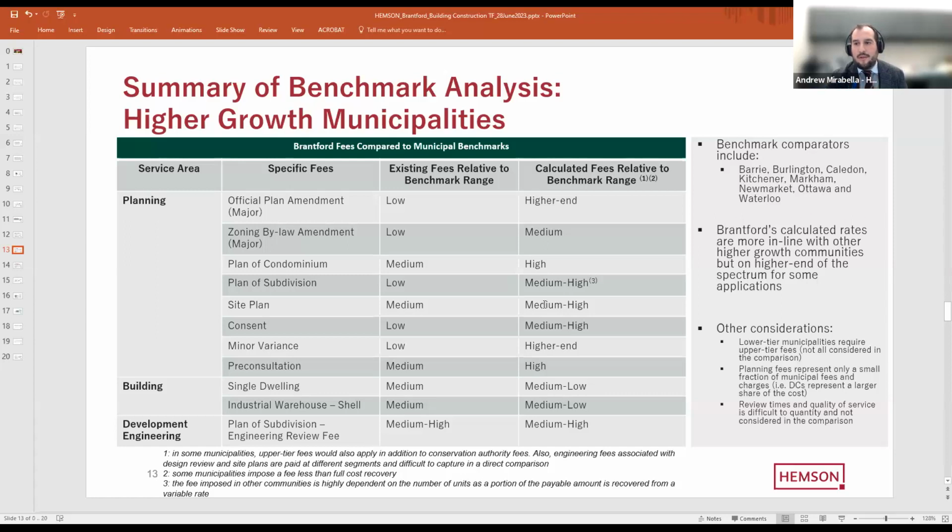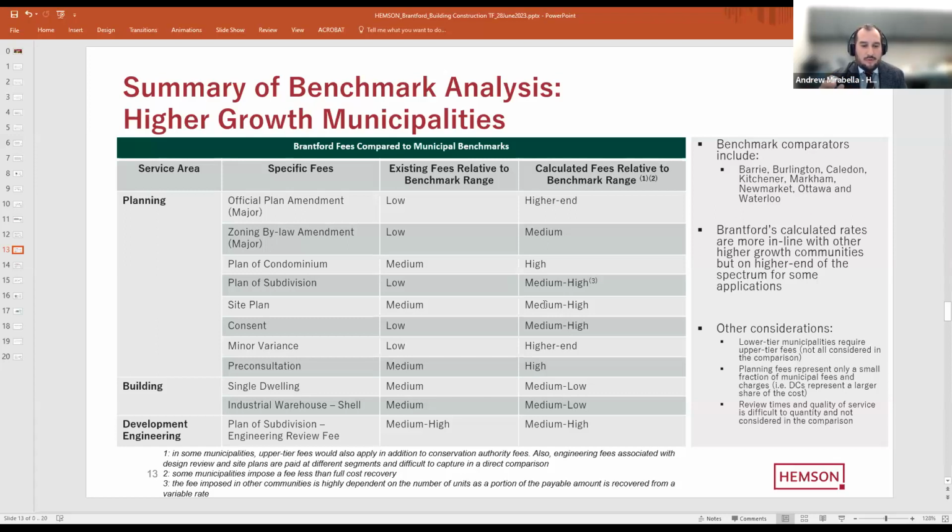When we look at the calculated rates that we just saw, we would see that Brantford's fees would shift, at least from a placement perspective, more towards the medium to higher end of the fully calculated fees that are in place in other communities. Particularly, you would be on the higher end for the plan of condominium, but you would be more on the medium end in most of the other communities. On the building side, you'd remain in the low to medium end of the range of those other types of communities. Similarly, on the development engineering fee, when you're looking at that subdivision fee, you'll be on the medium to higher end of those communities.